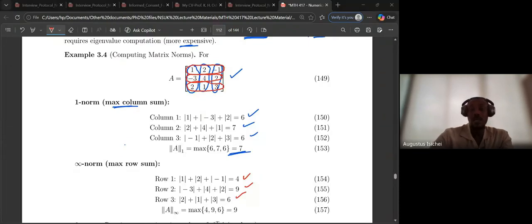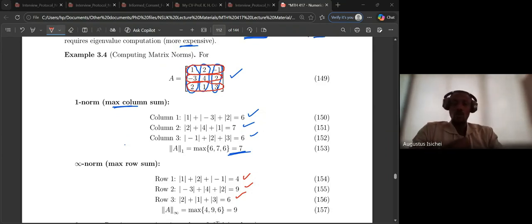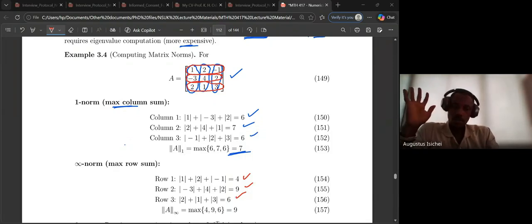Guys, did you understand? I hope if I ask you to compute these norms, you know what I am talking about. Yeah? I hope you know what I'm talking about when I ask you to compute any of these norms, right? Hello?